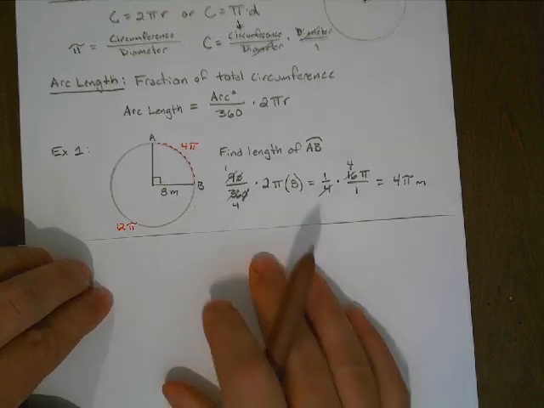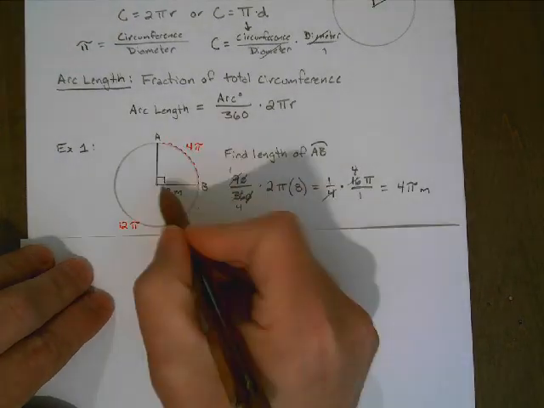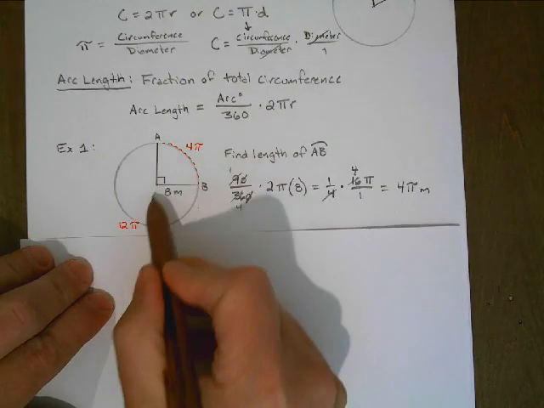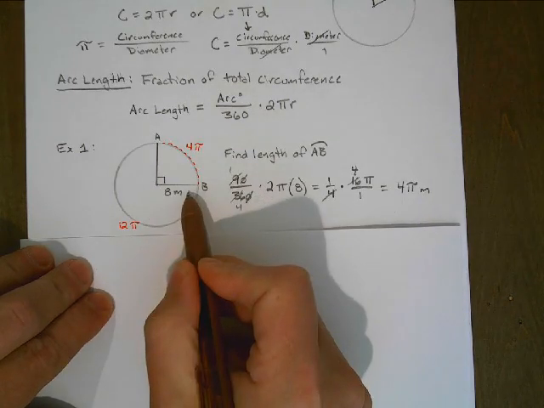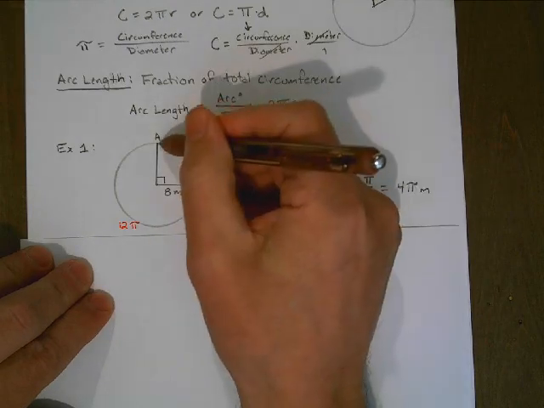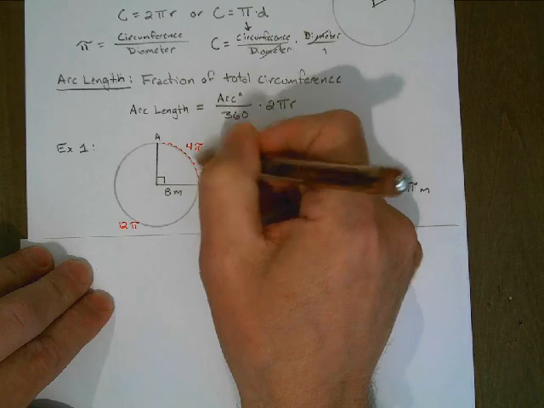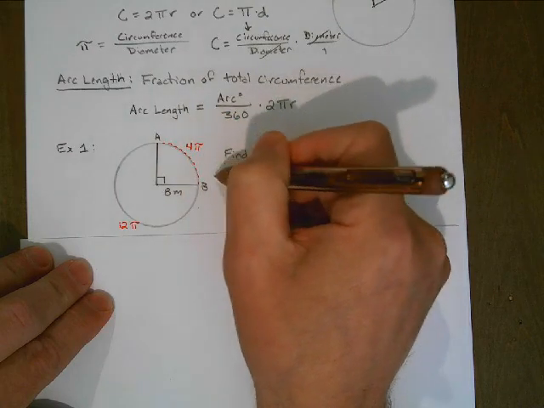Here I've got a circle. I've got a 90-degree central angle, and I've got 8 meters as the radius. Okay, and we want to know what the arc length is from A to B. So if I was walking along that, how long would that distance be right there?